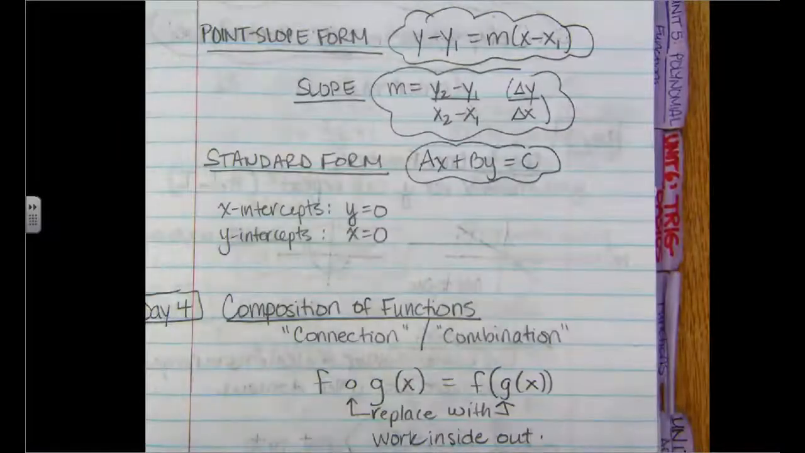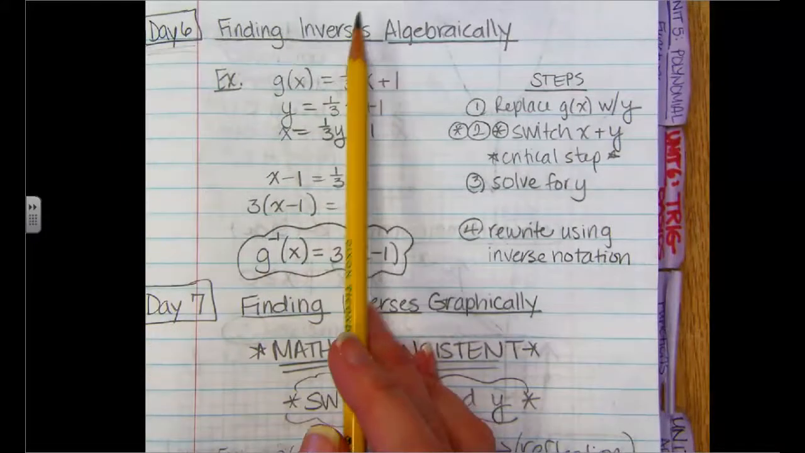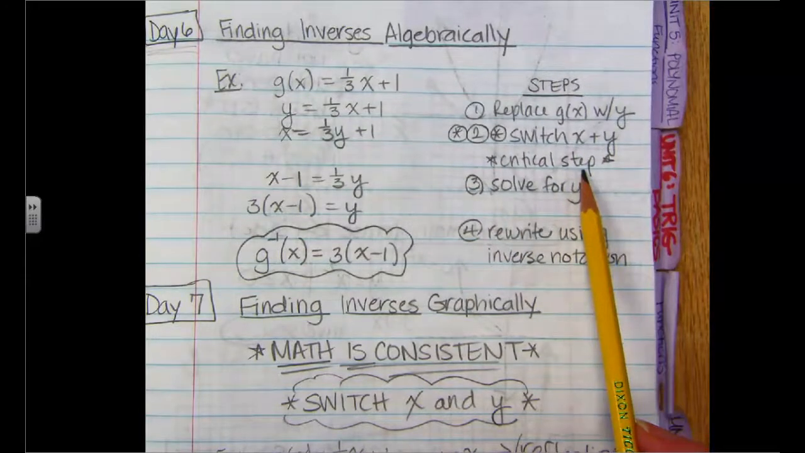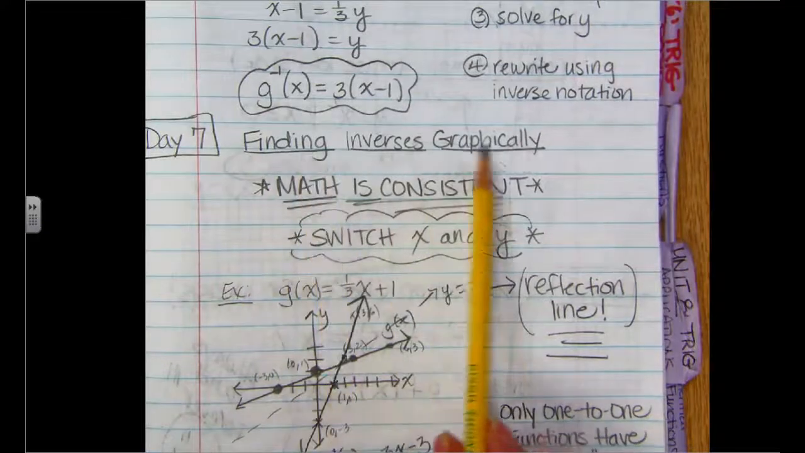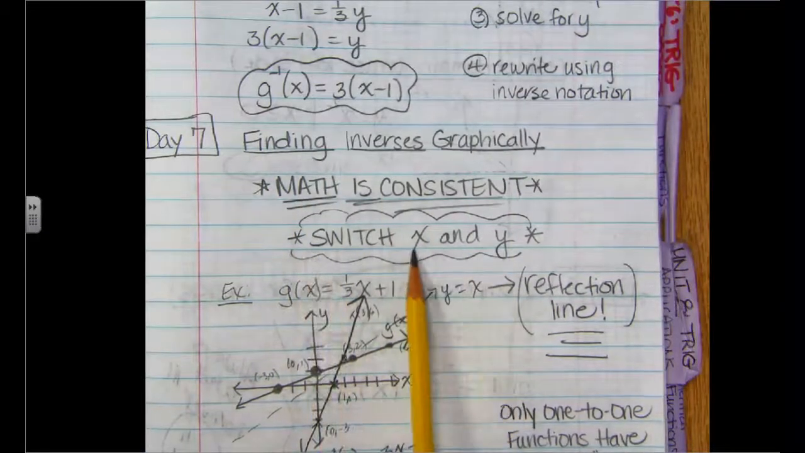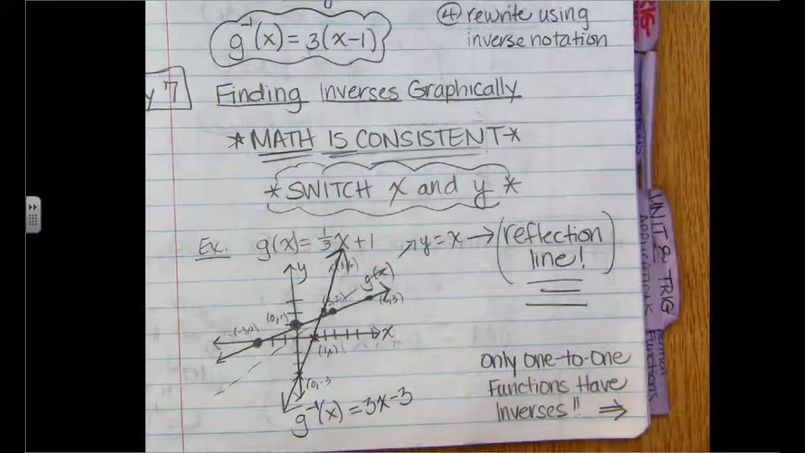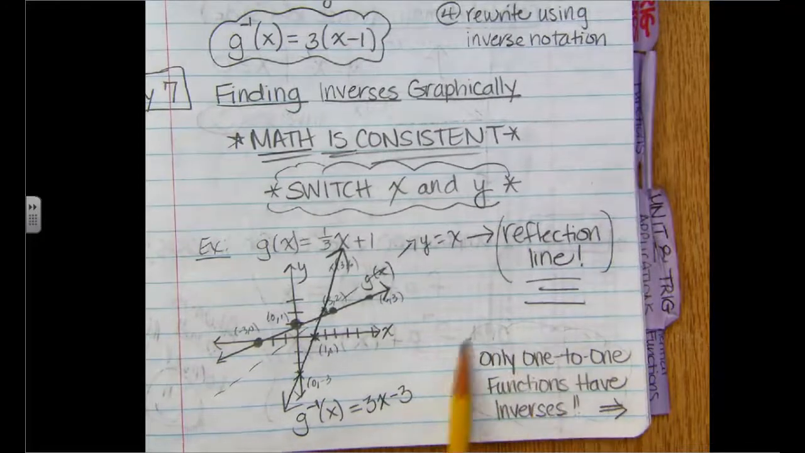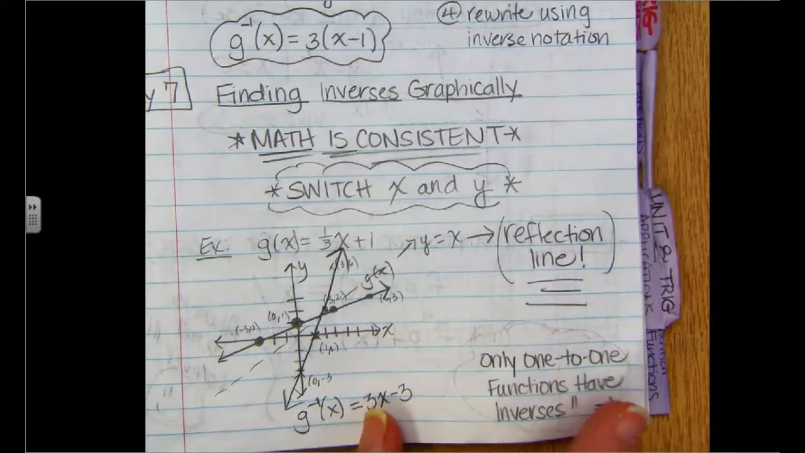Let's see. We have finding inverses algebraically. So a reminder, finding an inverse, we switch x and y and solve for y when we're dealing with it algebraically. In a graph, we still switch x and y, but you need to remember that only one-to-one functions have inverses. So they need to pass the horizontal line test. That's our test for one-to-one functions. Now, we also reflect over y equals x for an inverse.